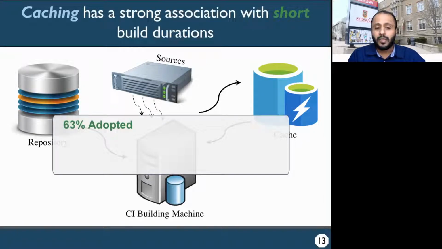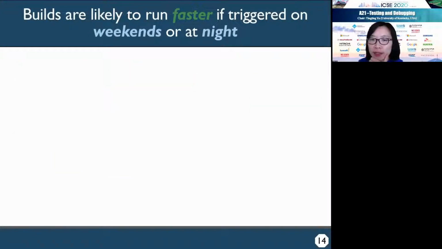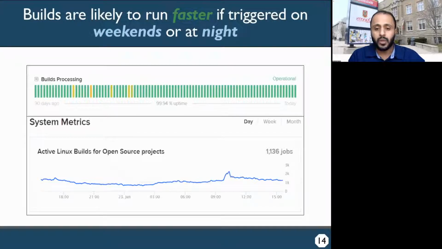So we found that 2/3 of the projects in our study adopt this caching feature of CI, but only about 1/3 of them got benefit from this. And when we investigated, we found that it's actually a misuse of the caching feature in these projects. We also found that the builds can be faster on weekends and at night, and that's because of the lower workload on the CI servers.